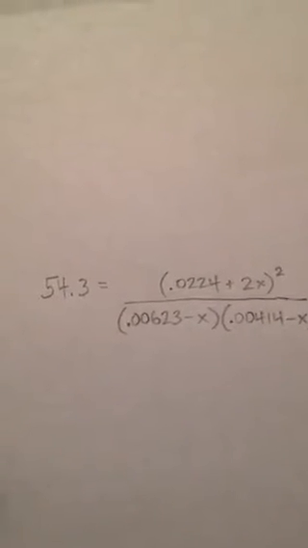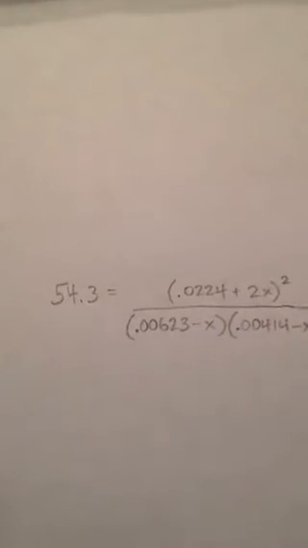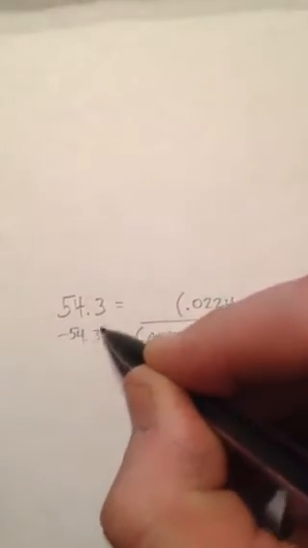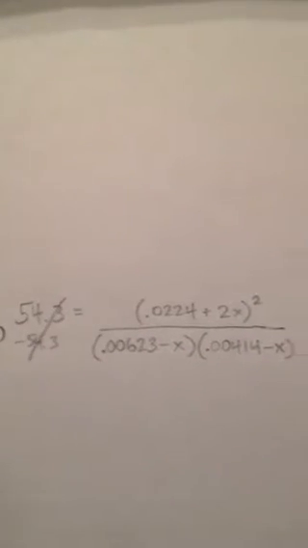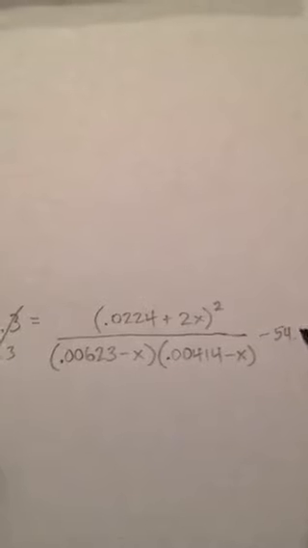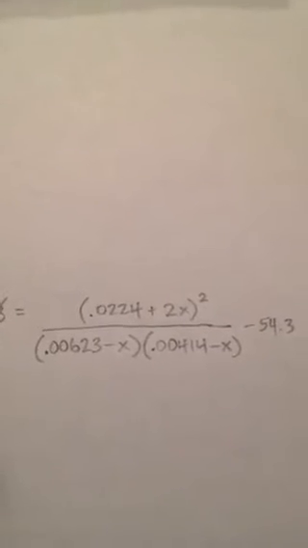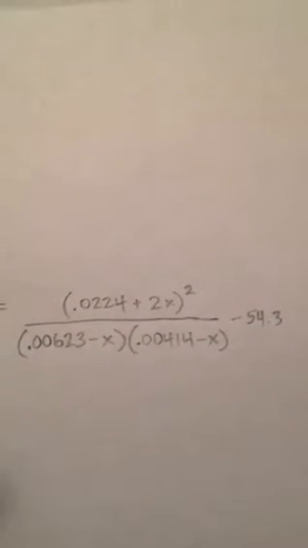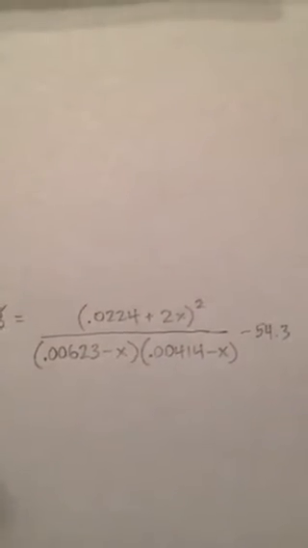Right now it doesn't read 0 equals, it reads 54.3 equals. So we can take care of that really simply. Subtract 54.3 and it becomes 0 on the left side. We need to do the same thing on the right side and subtract 54.3. So now that's the expression: 0 equals what we have here on the right side that we're going to plug into our equation solver.